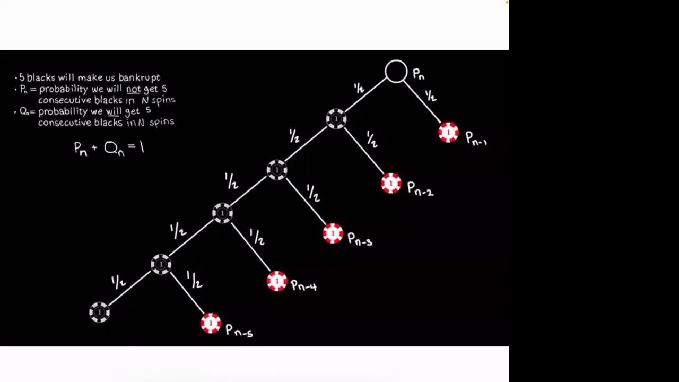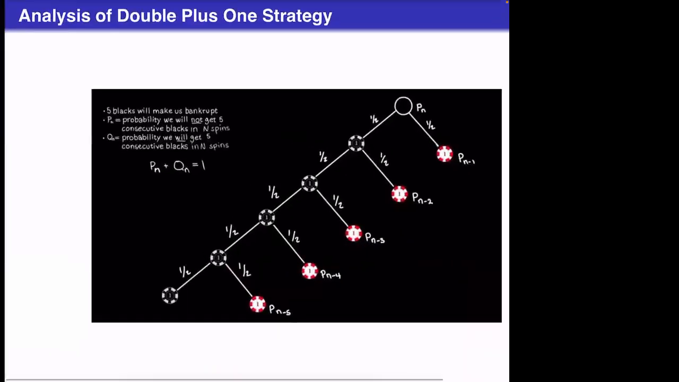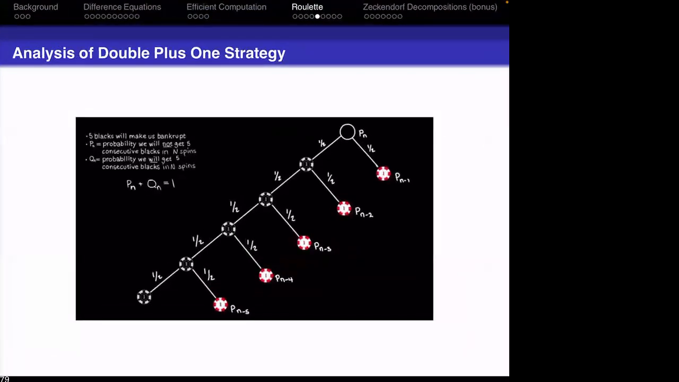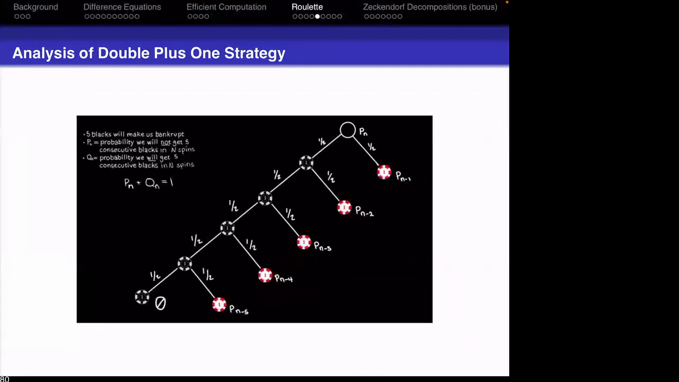It's going to just be 0. And that's why it's easy to calculate Pn, the probability that it doesn't happen, because the tree ends here. We don't have to keep going. And so it turns out we get a recurrence relation.